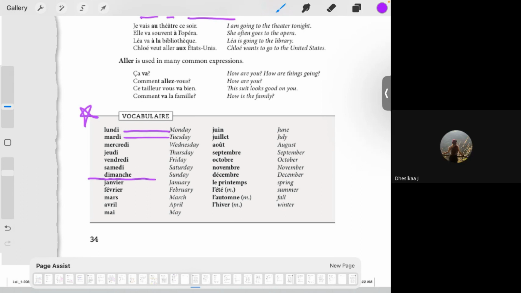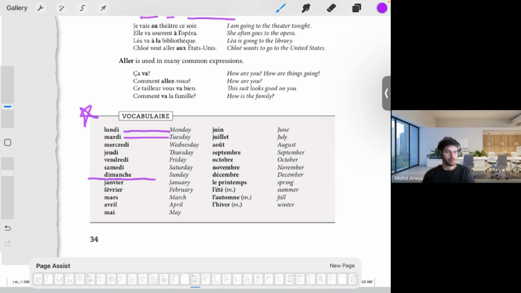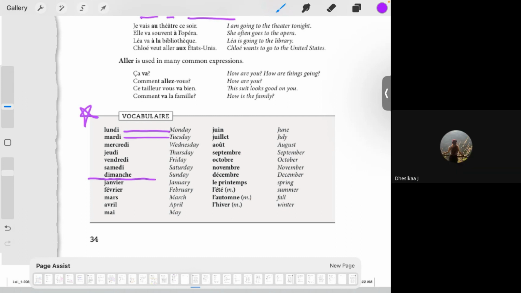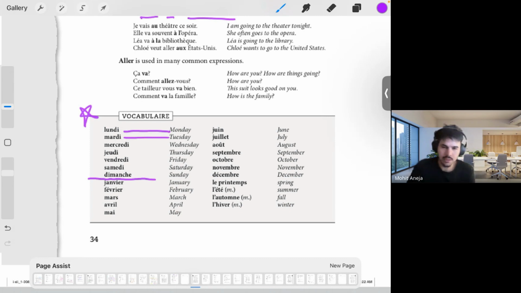Octobre. Novembre. Very nice. Décembre. Very nice. Okay. Easy enough. Yeah. Can I read out the seasons now? Let's do seasons. Spring. Okay.